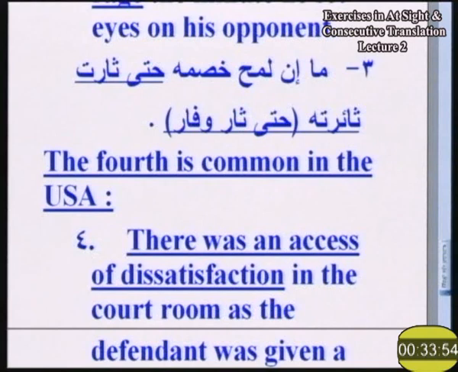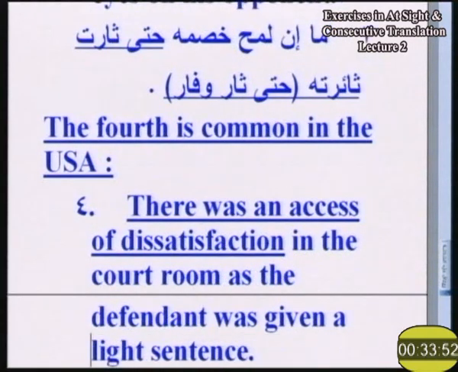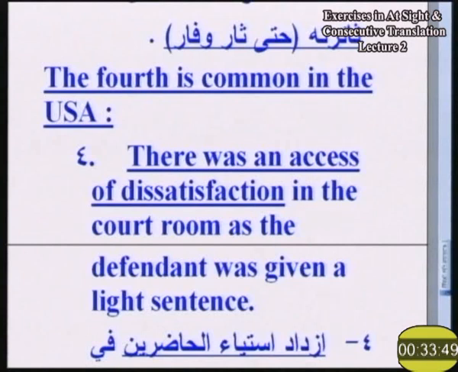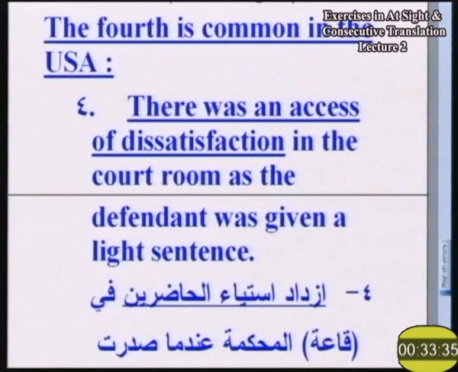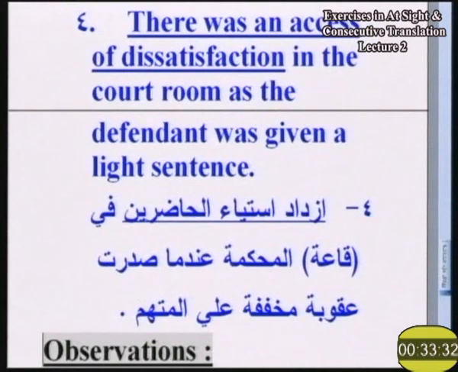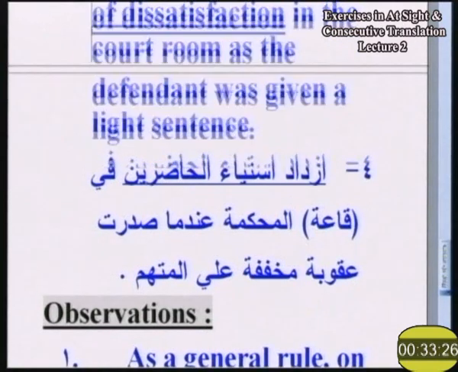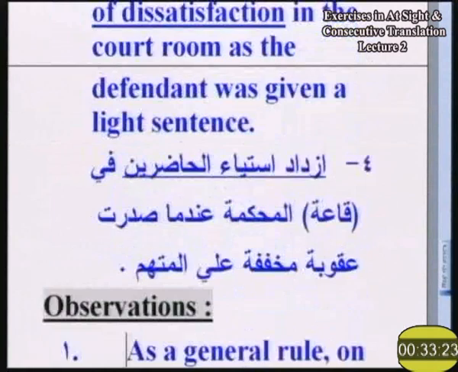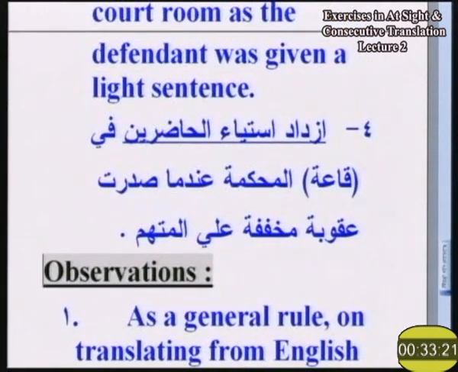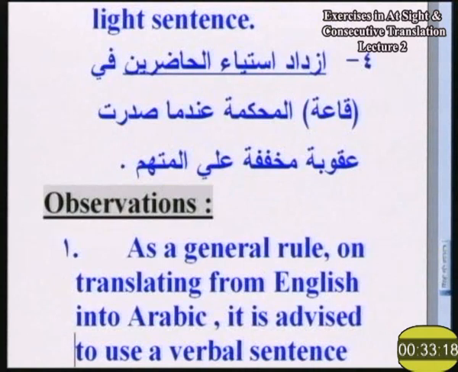There was an access of dissatisfaction in the courtroom as the defendant was given a light sentence. An access of dissatisfaction means that people were not satisfied about the sentence. They were not happy about it. ازداد استياء الحاضرين في قاعة المحكمة عندما صدرت عقوبة مخففة على المتهم. So again in the 4 sentences we are dealing with a feeling. Now let's see these observations. You have to remember this is very, very important.